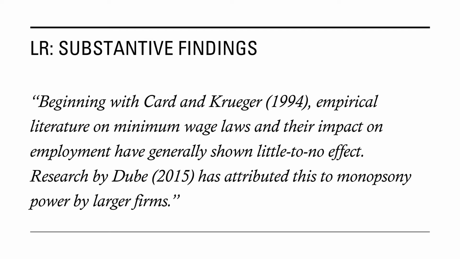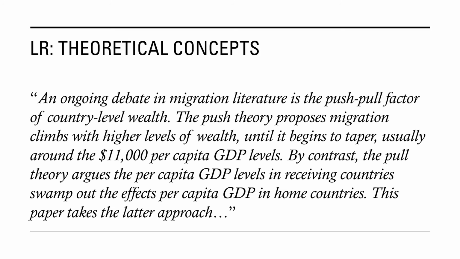These are just made-up quotes, not pulled from any paper. Beginning with Card and Kruger, empirical literature on minimum wage laws and their impact on employment have generally shown little to no effect. The research by Dubé has attributed this to monopoly power by larger firms. Theoretical concepts. An ongoing debate in migration literature is the push-pull factor of country-level wealth. The push theory proposes migration climbs with higher levels of wealth until it begins to taper, usually around the 11,000 per capita GDP level.